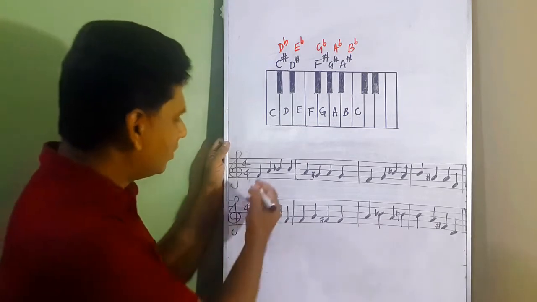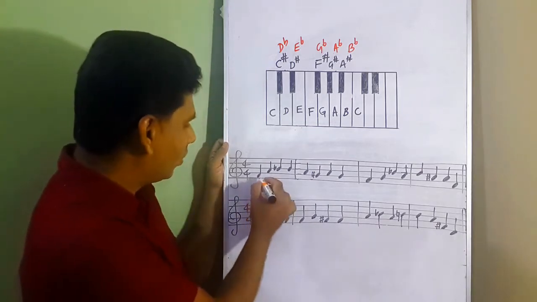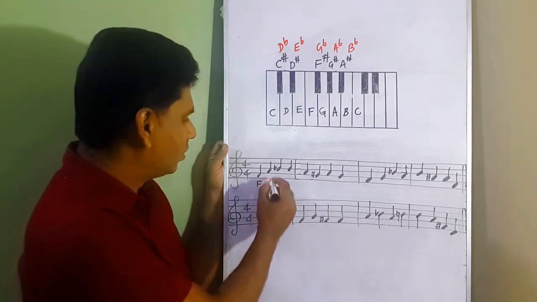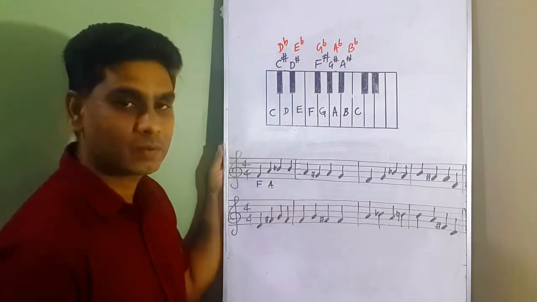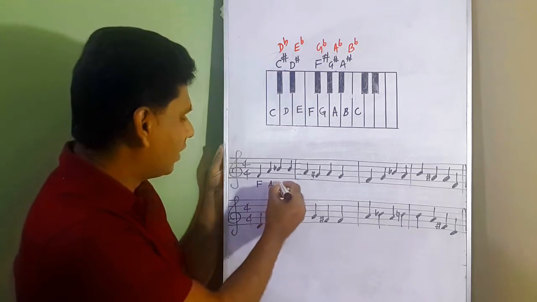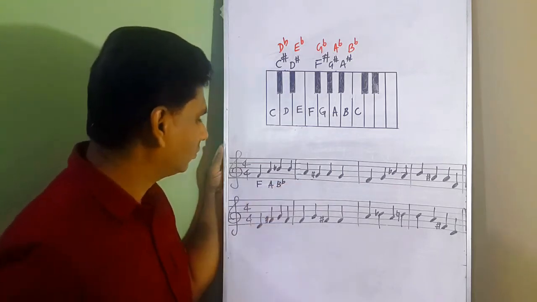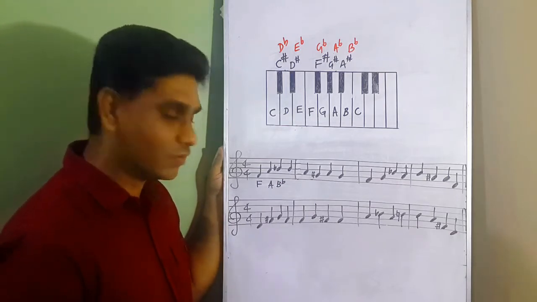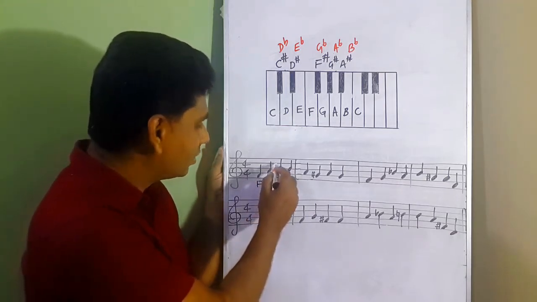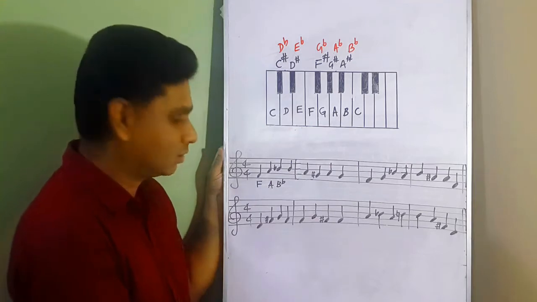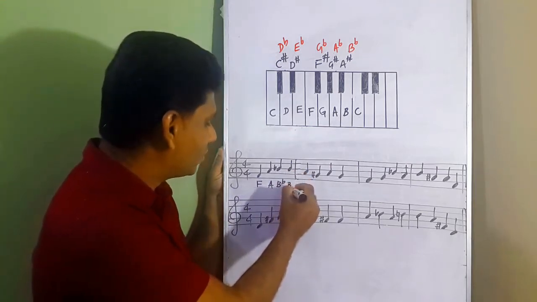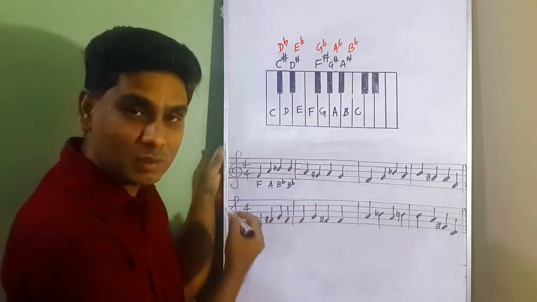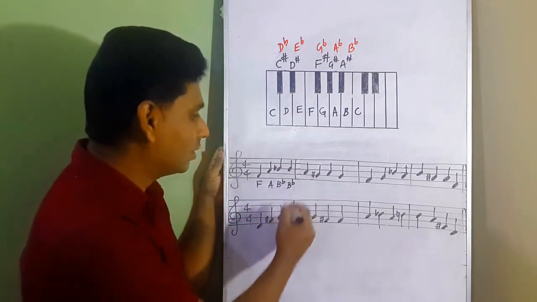The first one, this is note F. This is note A. And this one B flat. What about this note? It is also B flat. This flat symbol affects this note, so it becomes B flat as well. Now there is a bar line. All the accidentals will be cancelled because of the bar line.